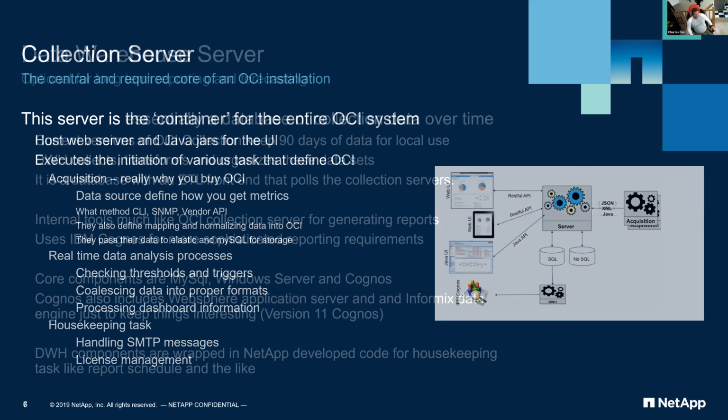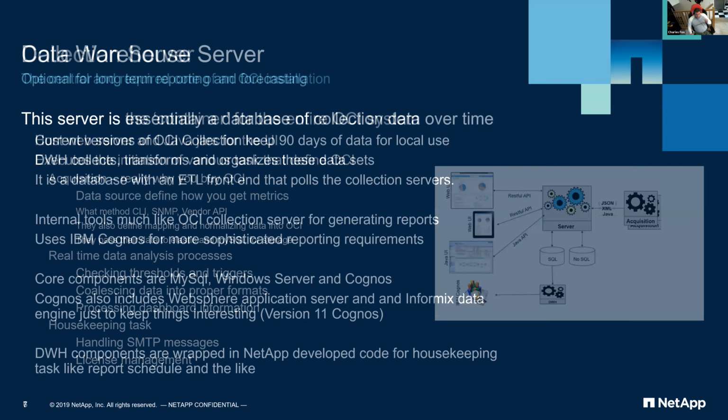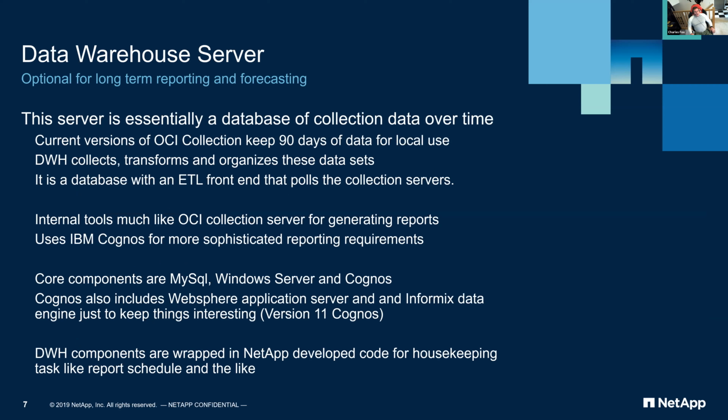The data warehouse. This is optional. I certainly think that most people would find it a very useful piece, but the data warehouse takes the 90-day database, at least on recent versions of OCI. Earlier ones were less than that, as little as about 7 days. But now, if you're on a recent version, you get about 90 days worth of data on the collection server that you can report and trend on and that kind of thing. If you want to pull that out over a larger period of time, you need the data warehouse. And it's essentially a database of collected data over time.